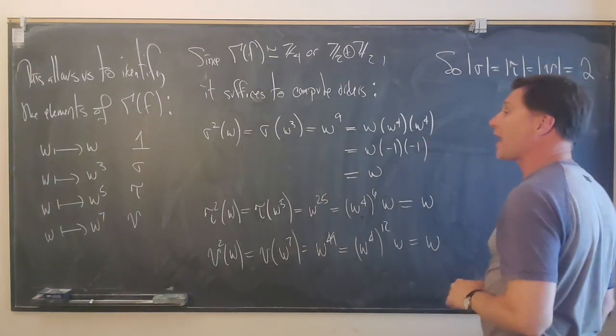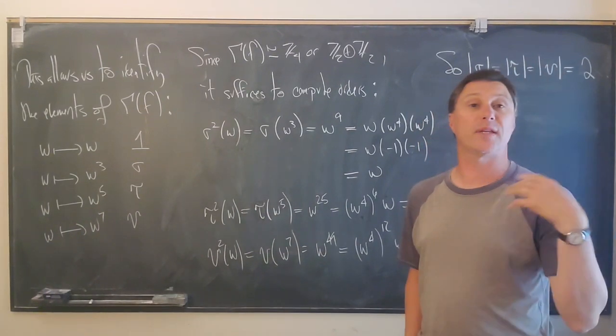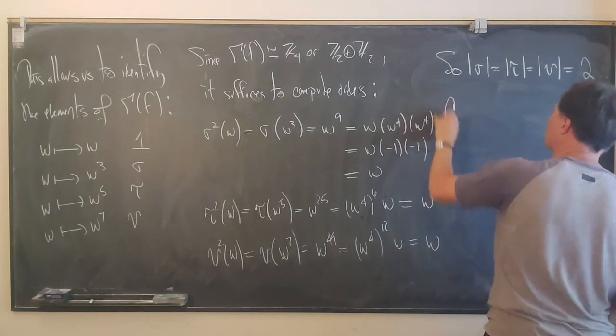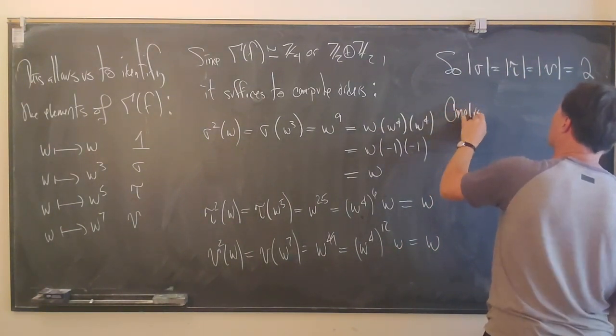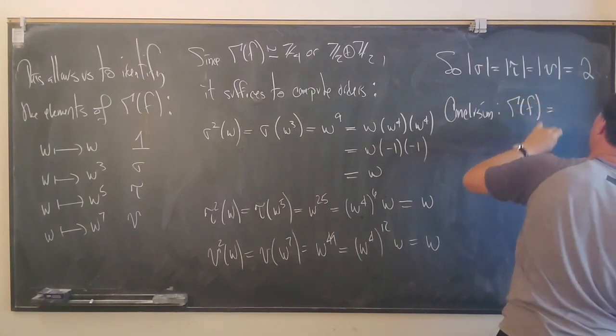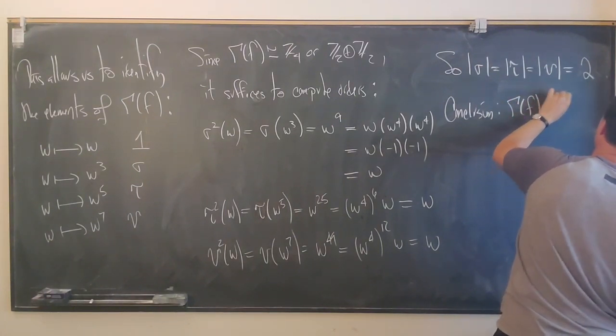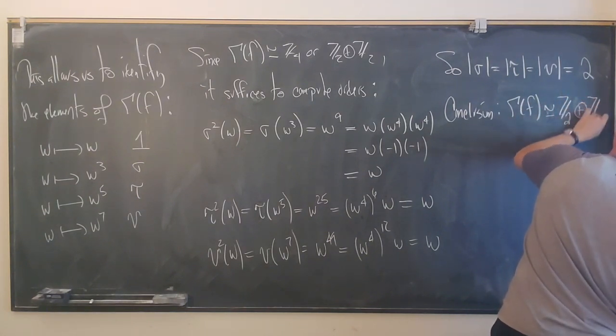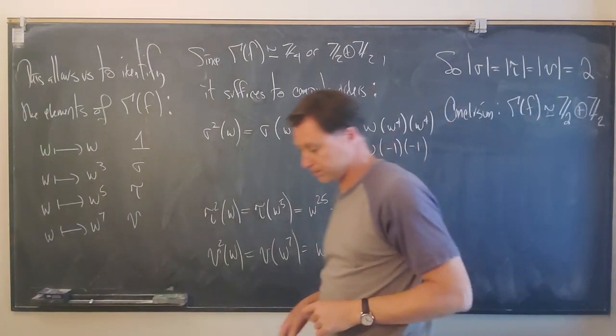Okay, so we do not have an element of order 4, which means that the Galois group is isomorphic to... So, conclusion: the Galois group of the polynomial f is isomorphic to Z2 plus Z2, the Klein 4 group.